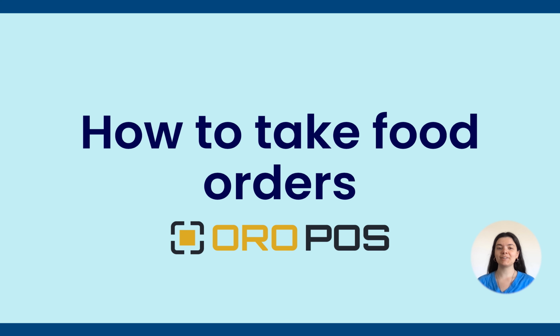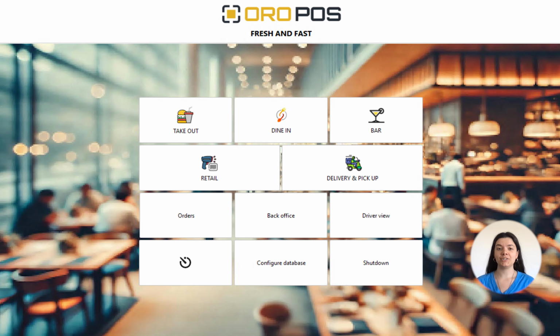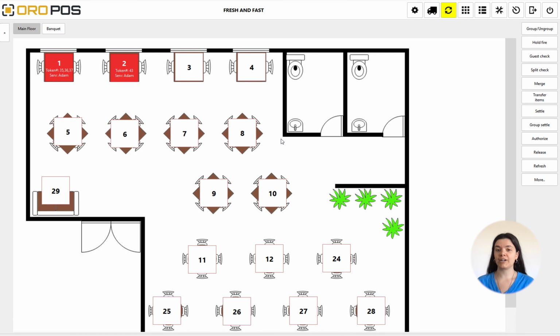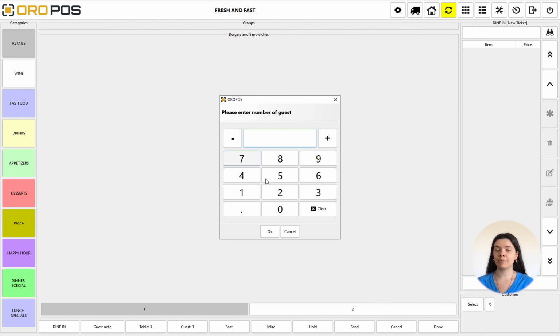Hi, today I'm going to show you how to take food orders using ORO POS. First thing you need to do is open ORO POS in the device you have it installed on. Select Dine In, and once you're in the table map, you're able to choose which table your guests are going to be seated at by clicking on the table and adding the number of guests.